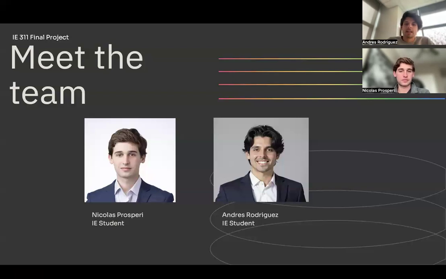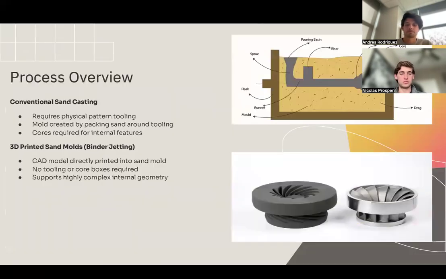So meet the team. As mentioned, we're both industrial engineering students. This project allowed us to apply concepts from cost analysis, manufacturing processes, and productivity to a real-world decision engineers face when choosing between traditional and emerging manufacturing technologies.